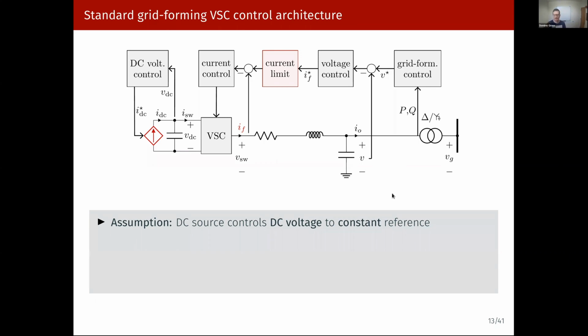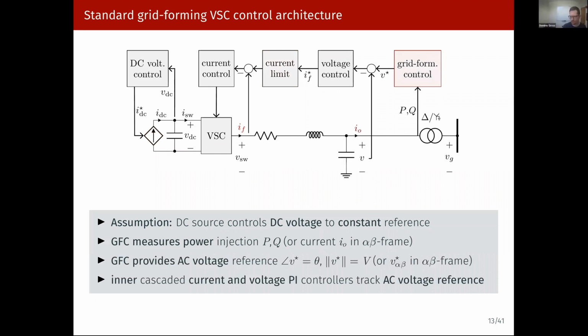So when I'm talking about grid forming control, think of an object that looks at the power injection of the converter or the current injection, and then basically adjusts the voltage, angle, and magnitude reference to ensure these self-synchronization properties of the machine that we have seen before, and to provide primary frequency control and so on, while imposing a stable AC voltage waveform onto the grid.